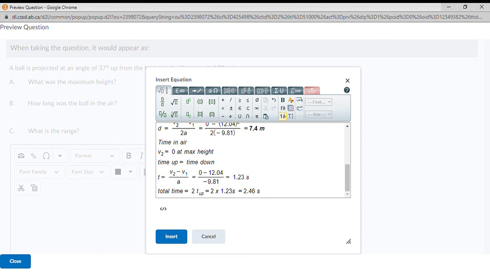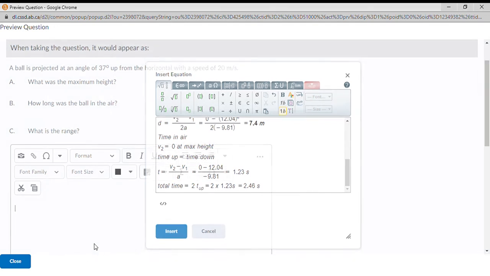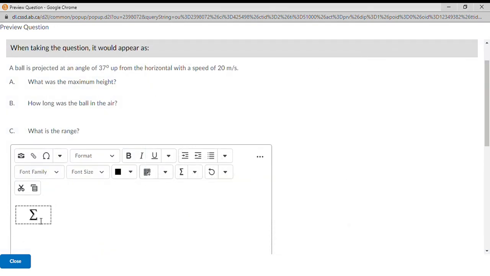So this is how you use the equation editor, and then you click insert. Something like this will appear, and when I open it, it will be correct. Okay, this is the equation editor. As I said, if you know this stuff, then fine, don't watch this video. If you want to learn how to use the equation editor in your D2L, then feel free to review this video and watch it again.